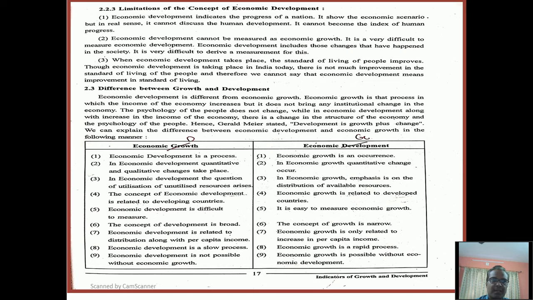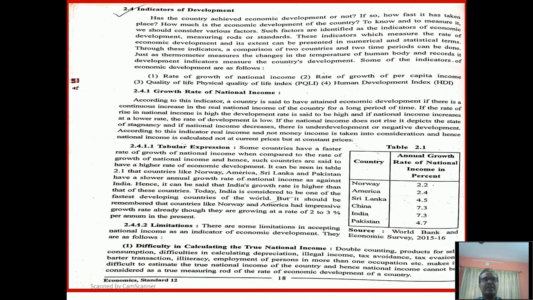But here in development, there is a relation to distribution along with per capita income. Economic development is a slow process, while growth is a very fast and rapid process. Development is not possible without growth, but growth is possible without economic development. So this is very important.